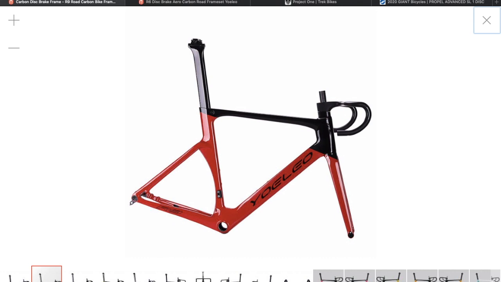Today we're going to be looking at the frame comparisons between the current R6, which is the bike I have, and the R9, which is what I want to order. Let's get looking.